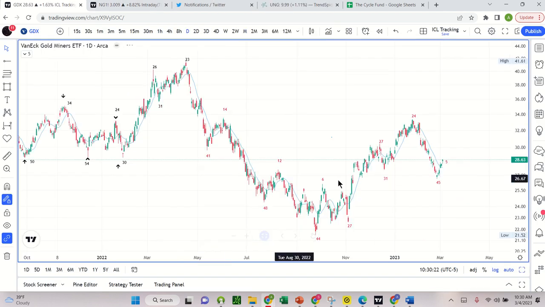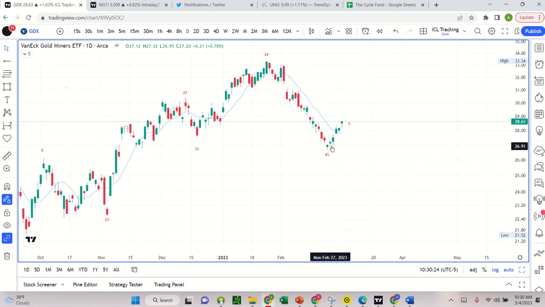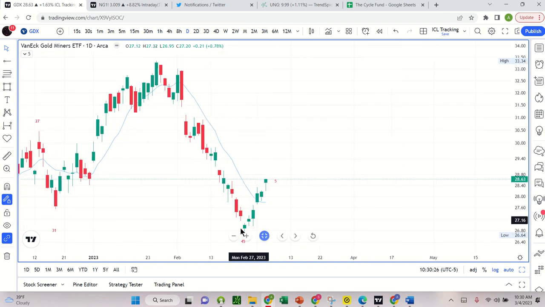So GDX is actually on day 5. It made a clear daily cycle low much earlier than gold, on Friday, February 24th, and then has been making more or less higher highs since then. That's a higher high. That's a higher high. That's a higher high. You have 1 day of consolidation on Thursday, and then a big up day on Friday.